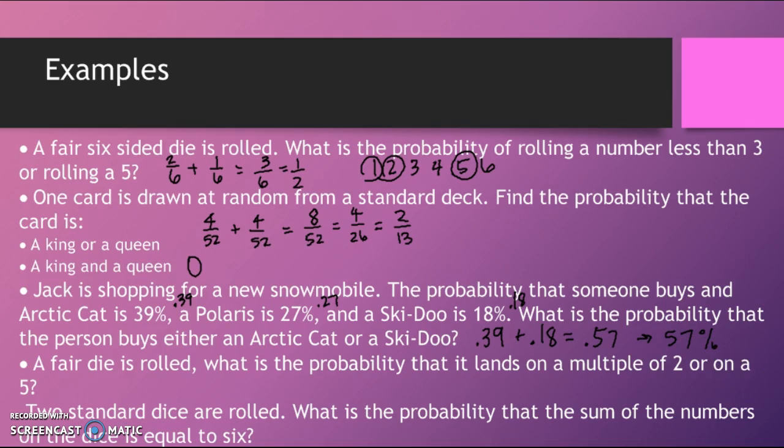A fair die is rolled. What is the probability that it lands on a multiple of 2 or on a 5? Okay, well 5 is not a multiple of 2, so we can't get both of those at the same time. Multiples of 2 would be 2, 4, and 6, so that's 3 out of my 6 options.